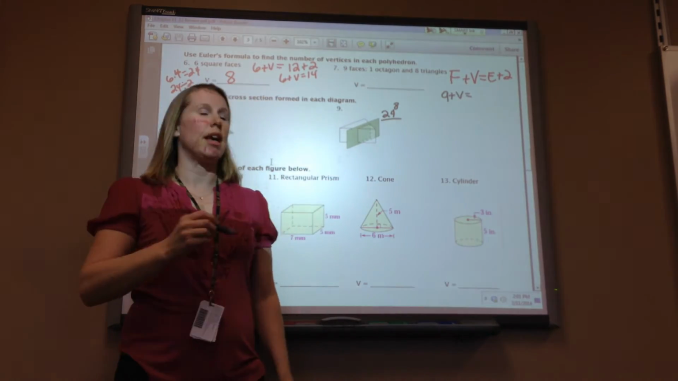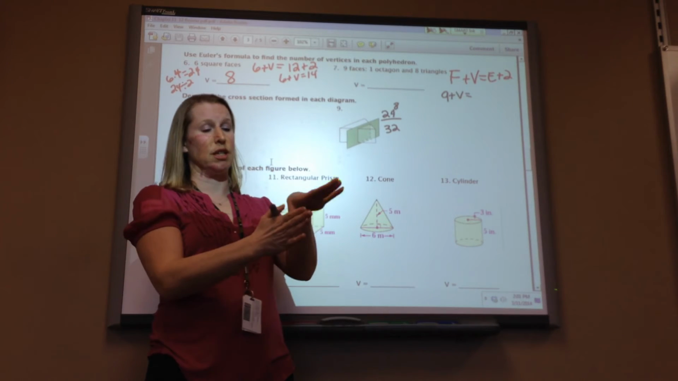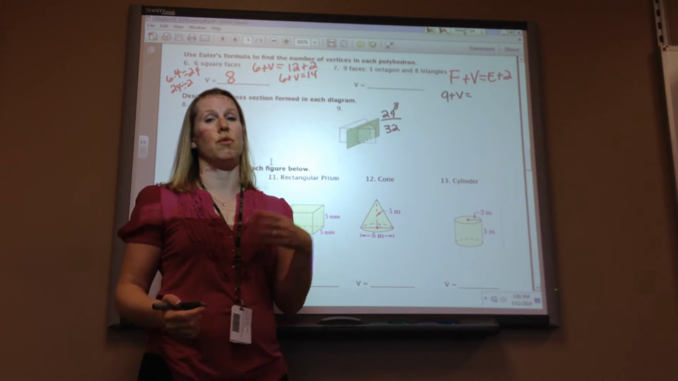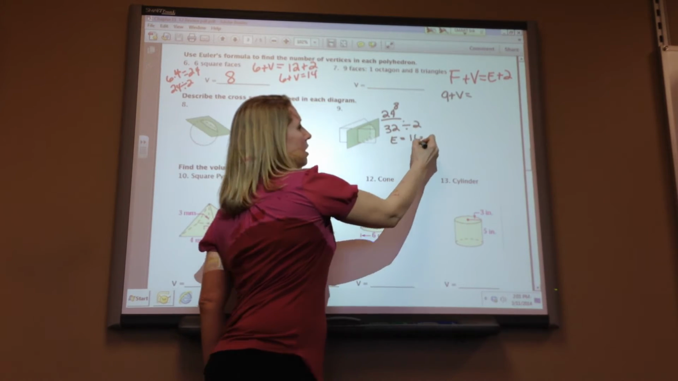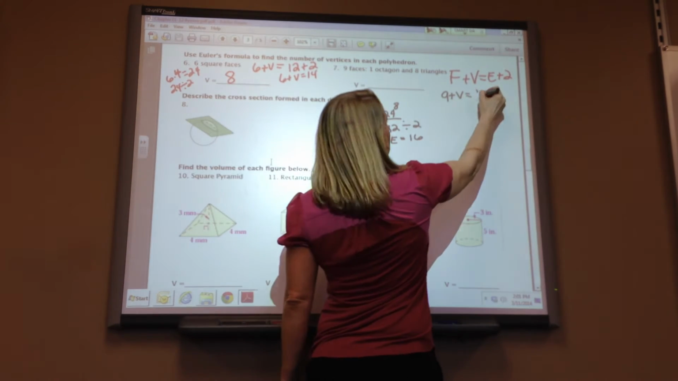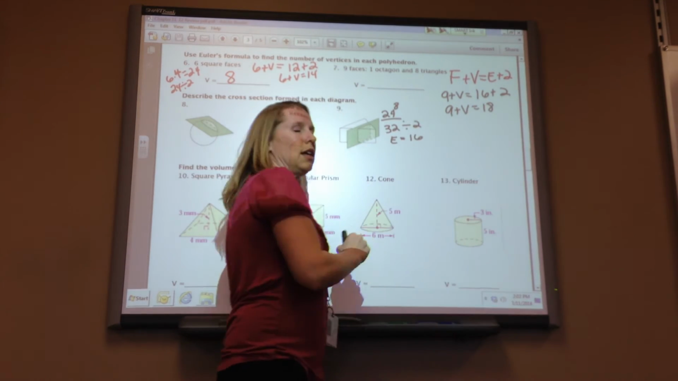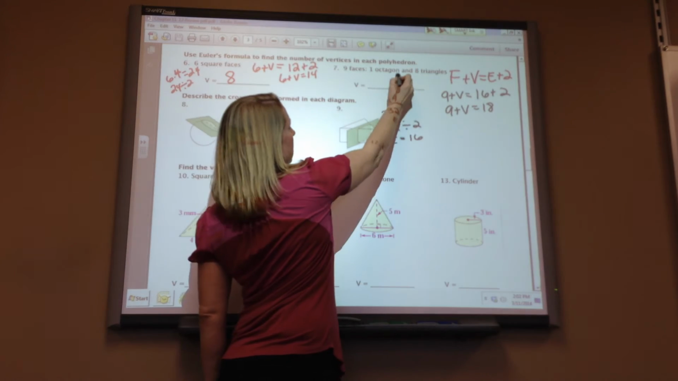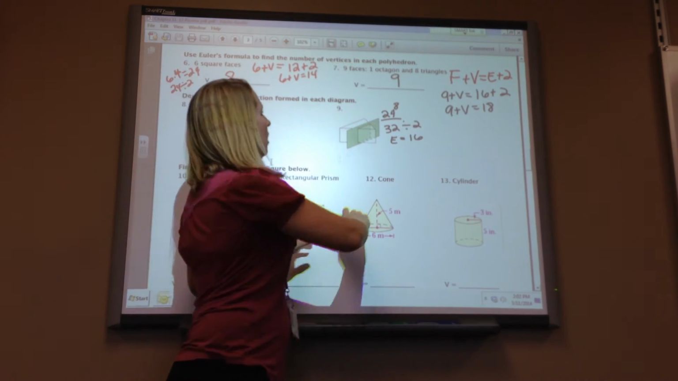So 24 plus 8 is 32. But remember, when 2 edges come together, they create 1 edge. So we have to divide that by 2. So the edges would be 16. So I've got 16 plus 2, so 9 plus v equals 18, minus 9 on both sides, vertices is 9. So those are kind of hard.